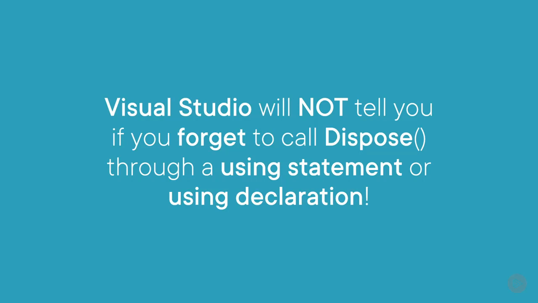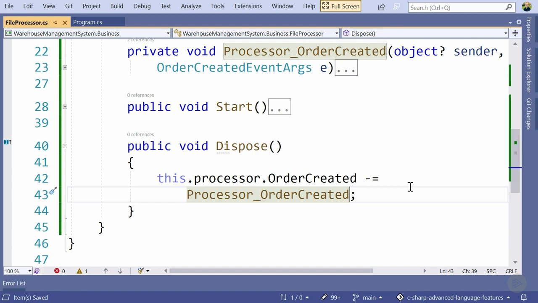Visual Studio will not warn you about missing using statements or using declarations. Implementing IDisposable is not a guard against memory leaks. It's just a pattern to follow to allow you to easily have a way of cleaning up resources. We've now ensured that the Dispose method unsubscribes from all the events that we subscribe to. This class is no longer tied to the order processor.